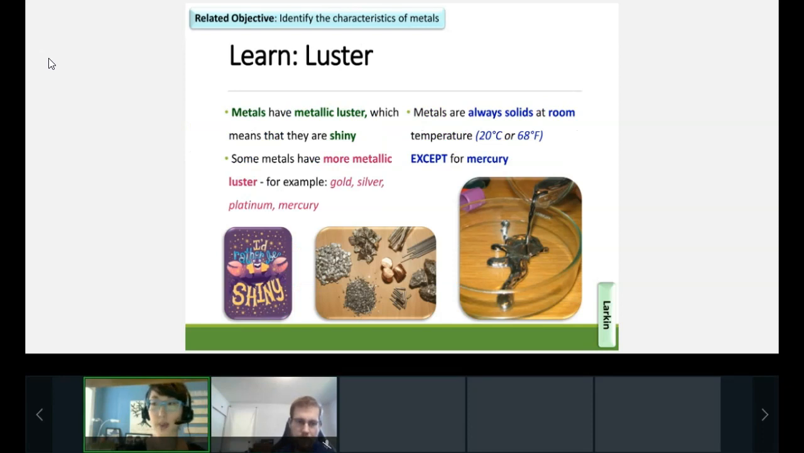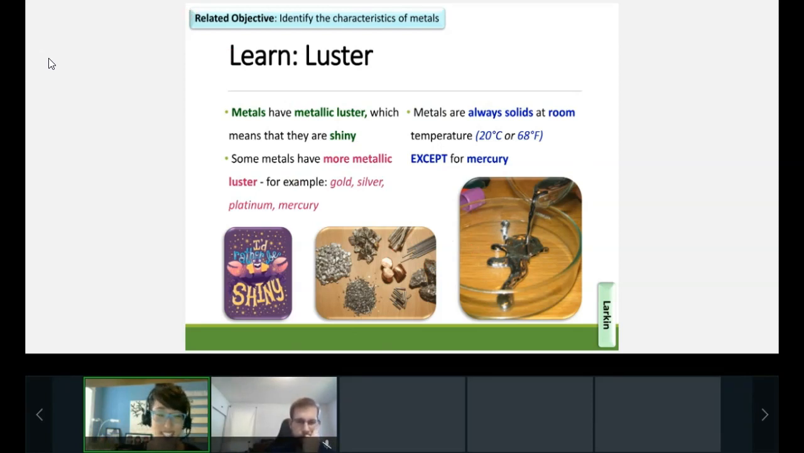All right, so the last property we need to learn about is luster. Metals have metallic luster, or we can say they are lustrous, which means that they tend to be shiny. You can see several pictures right here of different metals. All of these metals have different variations of shininess. Some metals definitely are more lustrous than others.